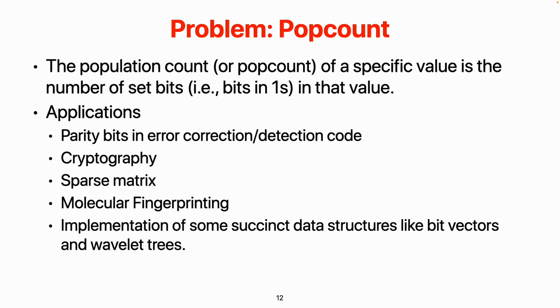Compression algorithms, for example, based on how many ones or zeros there are, may have different lookup tables for the compression result. That is also using pop count. And sparse matrix multiplication also needs to figure out where the ones are and where the zeros are.